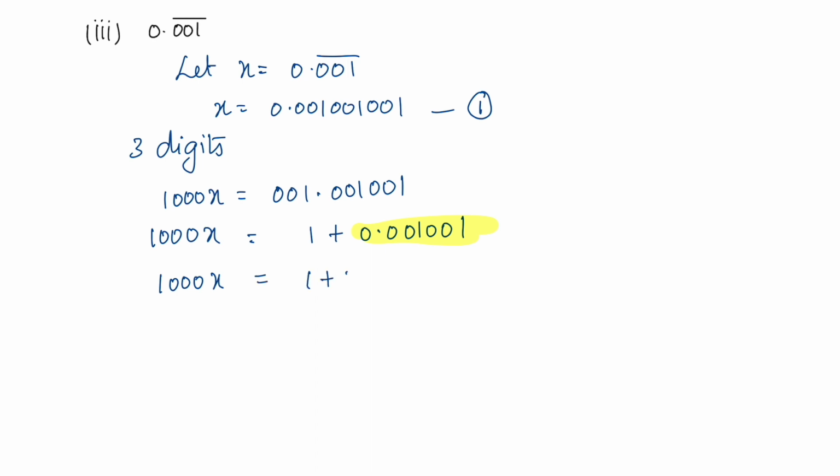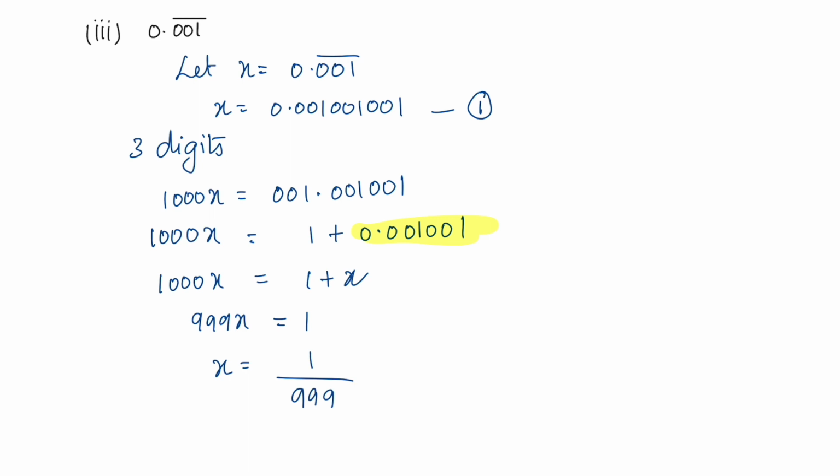So 1 plus x, so that would be 999x is equal to 1. So x is equal to 1 divided by 999, right? 1 divided by 999, and that is the P by Q form of 0.001 bar, right? I think it's quite easy and simple for you to understand. It's the same procedure that we have been using.